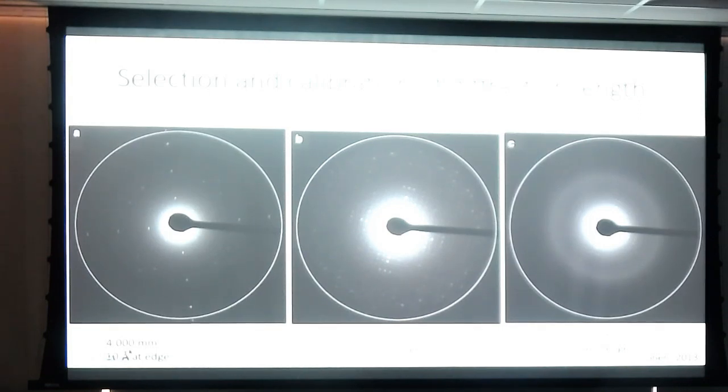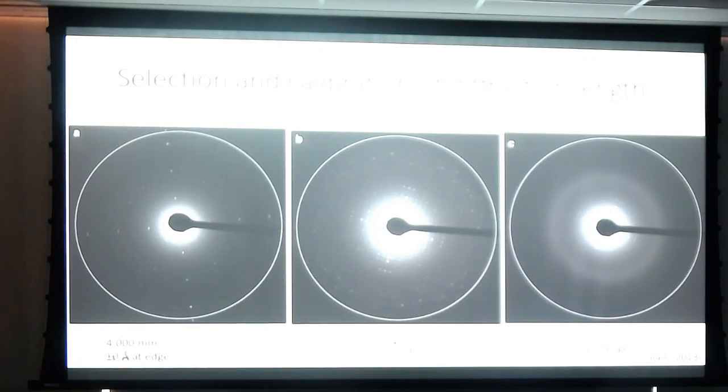In this case, at a 4,000 millimeter camera length, you have kind of low resolution. This is 10 angstrom resolution spots at the edge of your detector when you're collecting it. So this would be the diffraction pattern is too highly magnified, because you're losing the 5 angstrom spots and the 3 angstrom spots. They would be all the way out here, which is beyond the size of your detector.